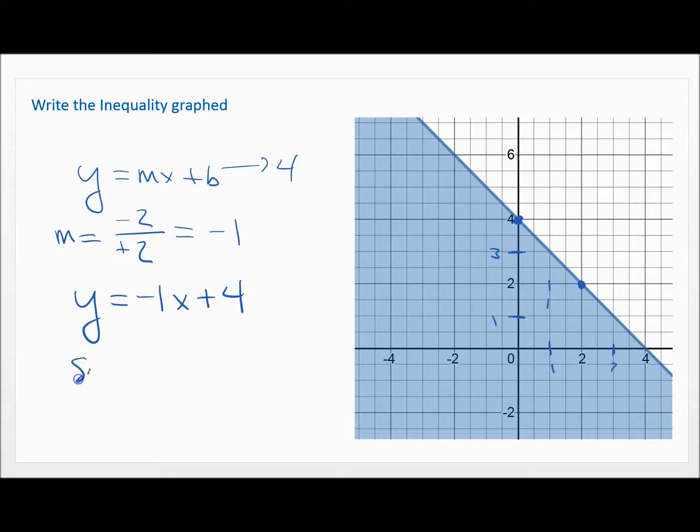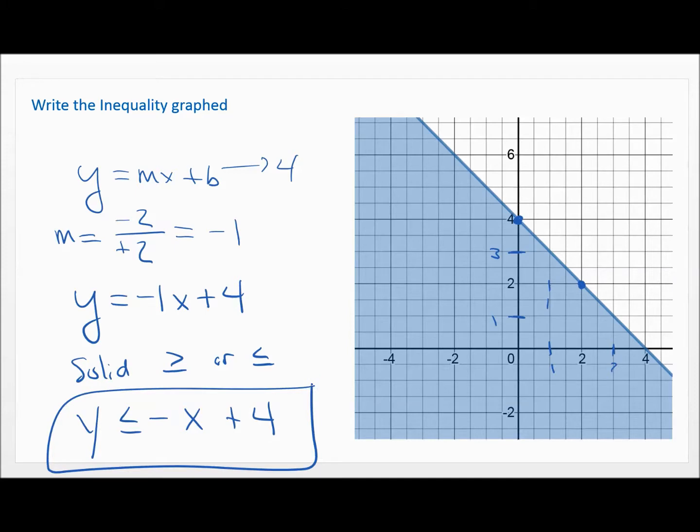So since it's solid, then you either have a greater than or equal to or a less than or equal to. We don't know which. Finally, what do we put? Is this side, our y's are below the line, right? So that our y's are less than the line. So that's going to be y is less than or equal to -x plus 4.